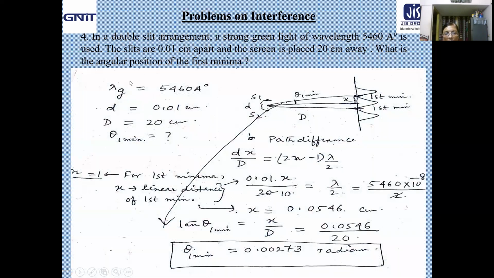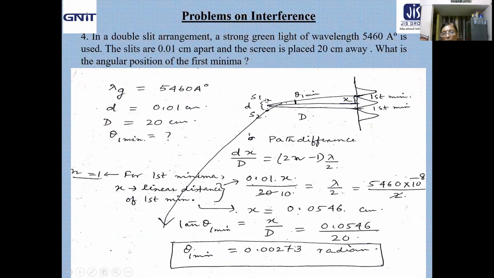The problem is set in a different way. Let us first consider the data that are given. Wavelength of the green light, lambda green equal to 5460 angstrom. The separation between the slits is 0.01 centimeter, and the slit screen separation is 20 centimeter. You are asked to find out theta 1 minimum, that means the angular position of the first minima. Actually, minima means both sides, that's why it is asked that angular position you have to find out. Now, how to draw it?